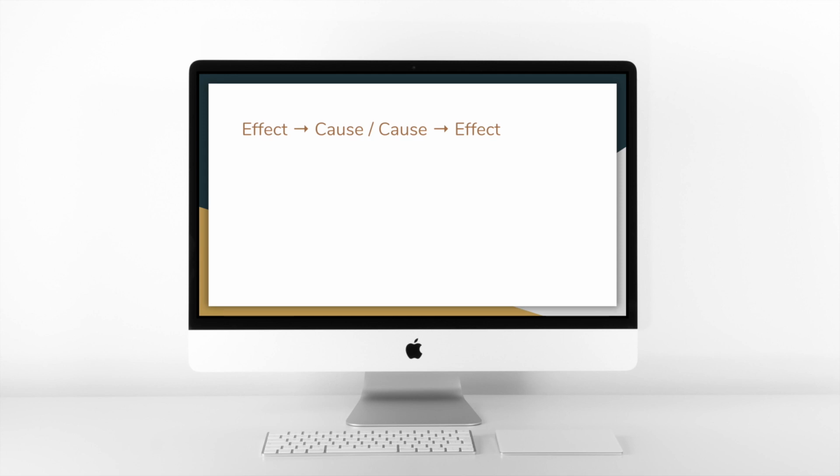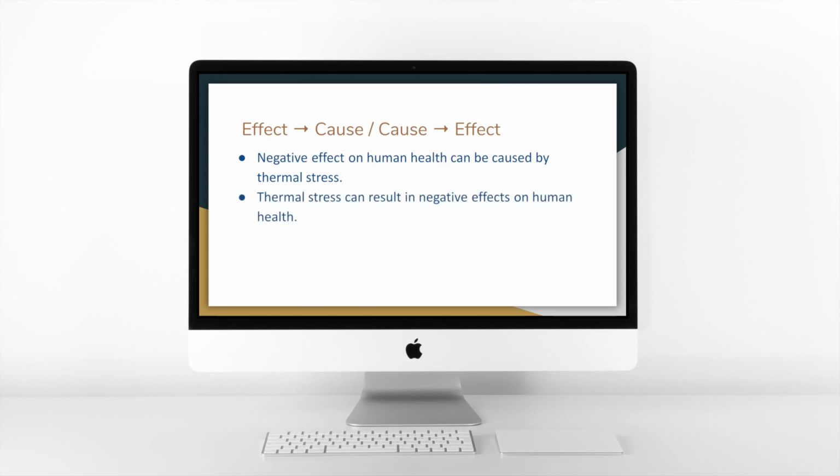It's also possible to write the exact same sentence with the exact same meaning in two different ways. So firstly, let's have a look at starting with the effect and finishing with the cause. Negative effect on human health can be caused by thermal stress. Now let's have a look at starting with the cause and finishing with the result. Thermal stress can result in negative effects on human health. These two sentences have the exact same meaning, but we flip them around to try and add some variety.